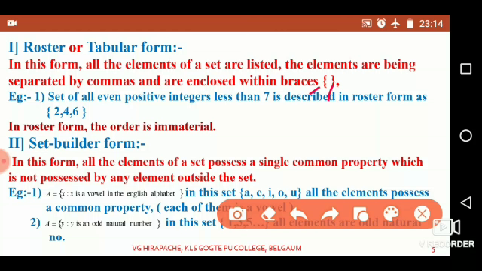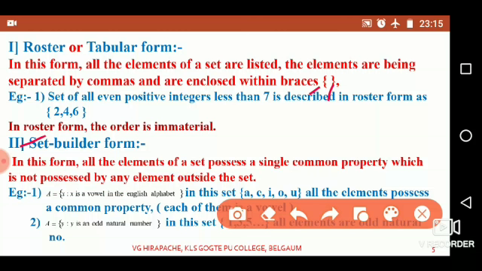Dear students, we have one more method called set builder form. In the examination they may ask a 1 mark question: define roster or tabular form or set builder form. Therefore one can write the definition as: in the set builder form, all the elements of a set possess a single common property which is not possessed by any element outside the given set. Such form is called set builder form.